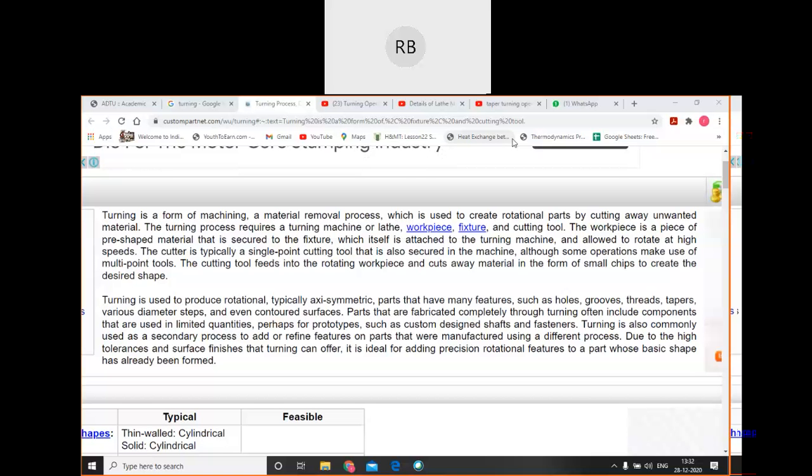Then parts that are fabricated completely through turning often include components that are used in limited quantities, perhaps for prototypes, such as custom designed shafts and fasteners. Turning is also commonly used as a secondary process to add or refine features on parts that were manufactured using different processes. Due to the high tolerance and surface finish that turning can offer, it is ideal for adding precision rotational features to a part whose basic shape has already been formed.